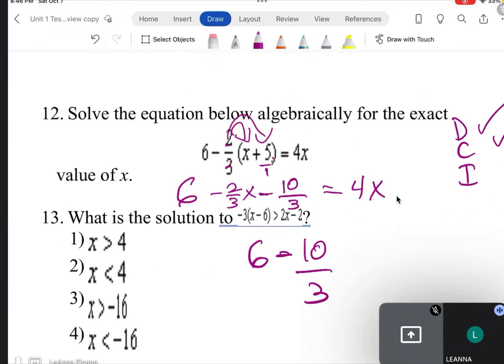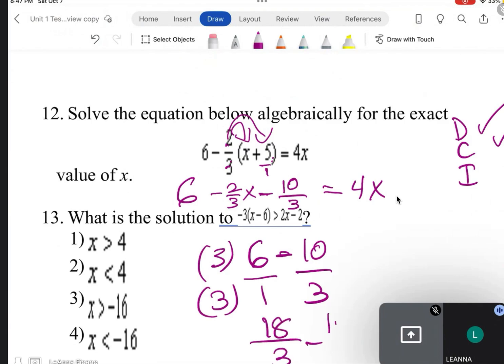Okay, so in order for us to subtract this, we need to have common denominators. So I'm going to multiply this 6 by 3. Remember, it's 6 over 1, so that becomes 18 over 3 minus 10 over 3, and that gives me 8 over 3, and I'm going to keep the minus 2/3 x equals 4x.